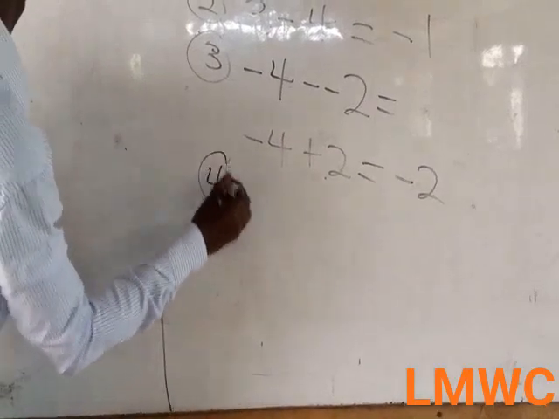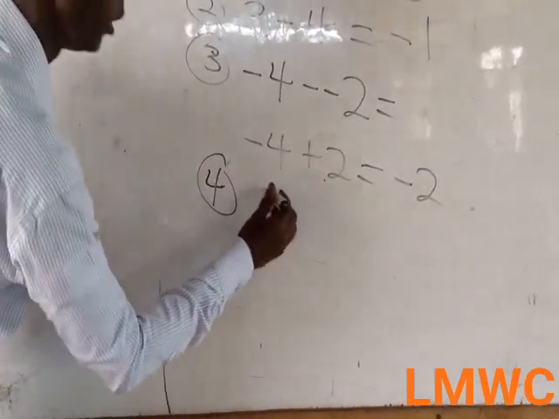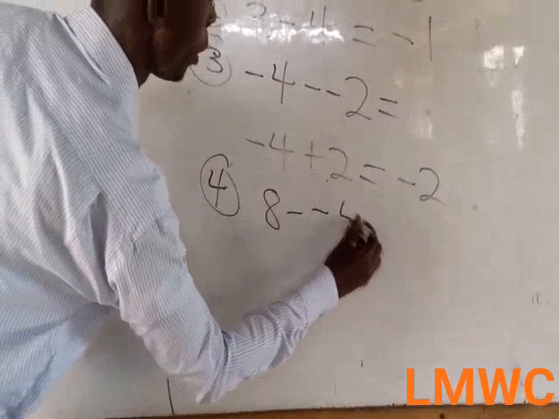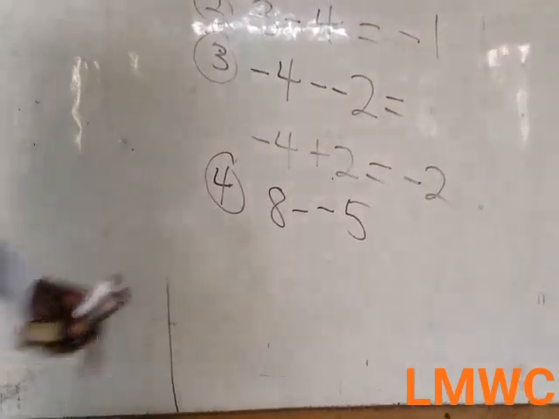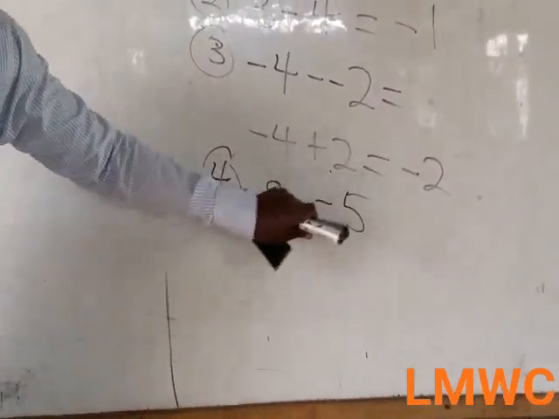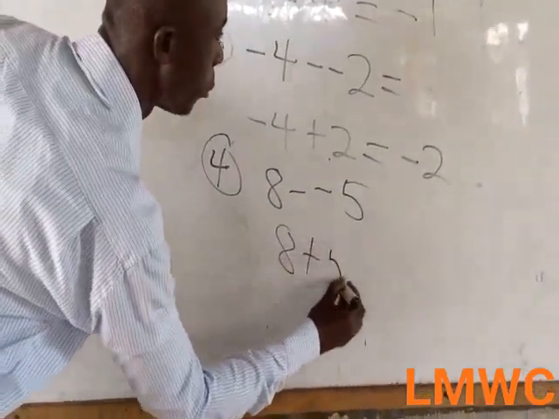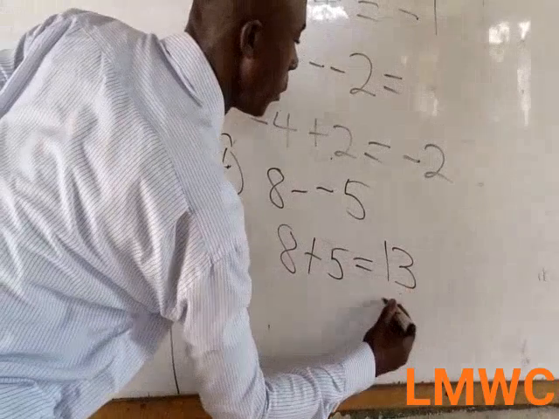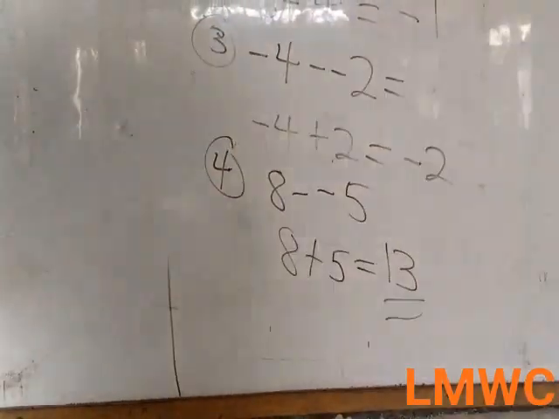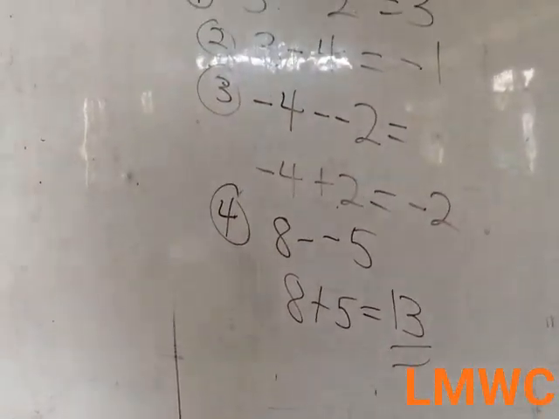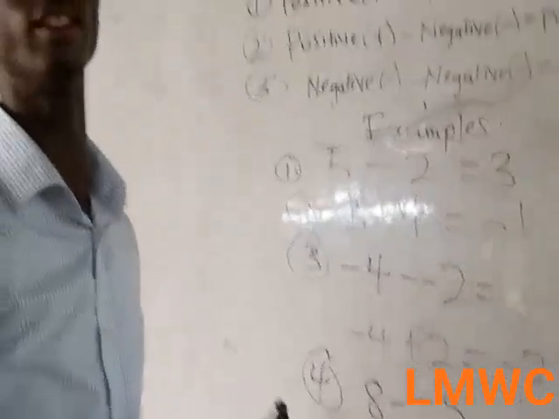The fourth example. We have 8 minus negative 5. We are still having two minus signs in the middle, so it becomes 8 plus 5, which is 13. Our answer is 13. So we are done with subtraction of integers.